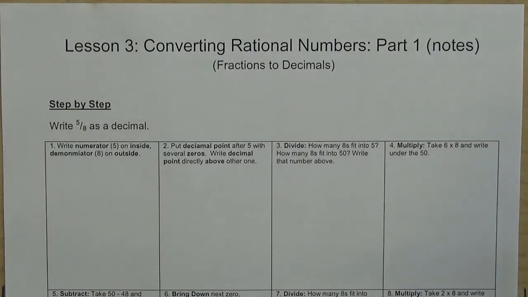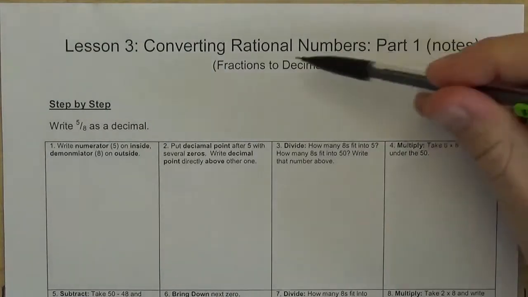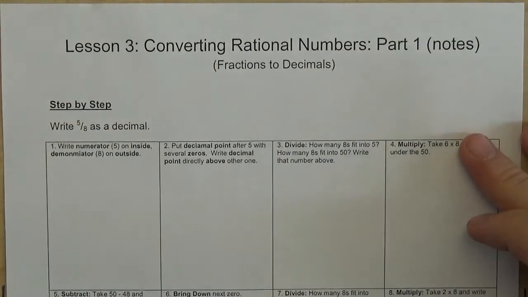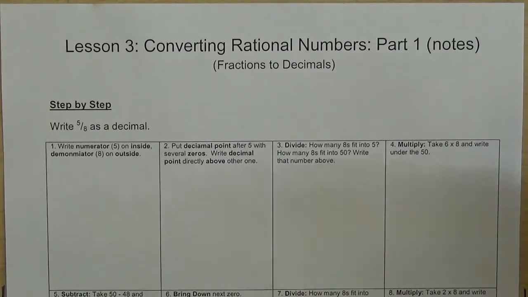Let's take a look at our Lesson 3 notes together here. Lesson 3 is on converting rational numbers. It's converting rational numbers part 1 because we're doing fractions to decimals, and later we're going to do decimals to fractions. We're going to do this without a calculator. We're going to change a fraction to a decimal without a calculator, so it's going to require long division.